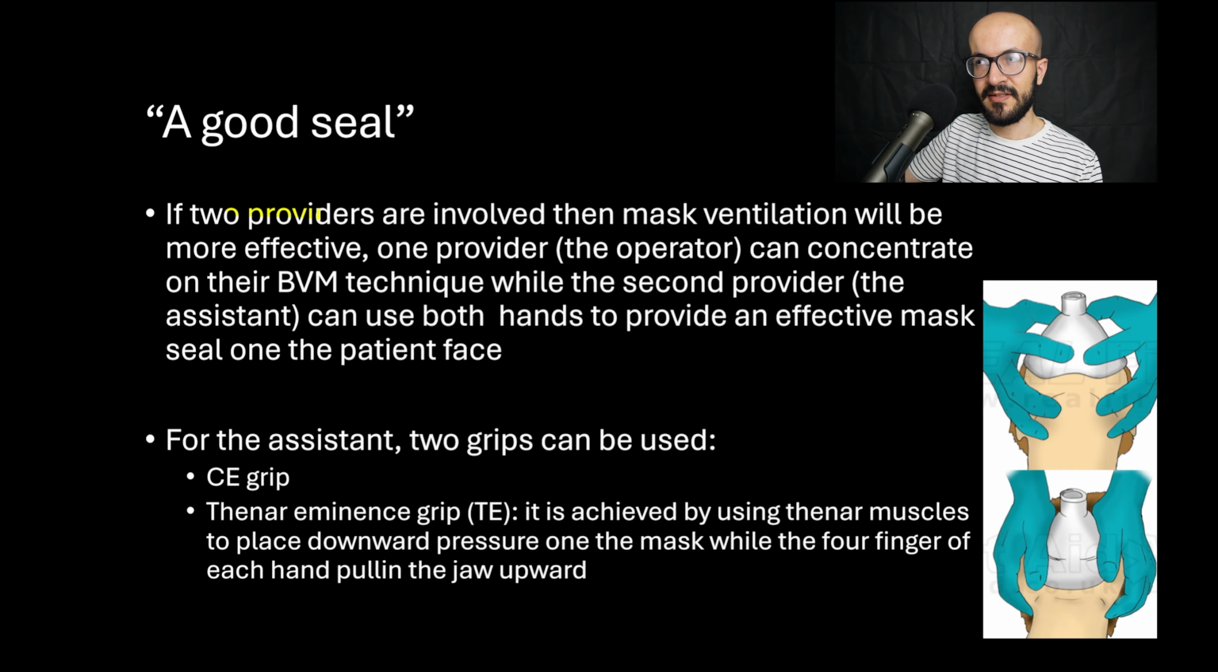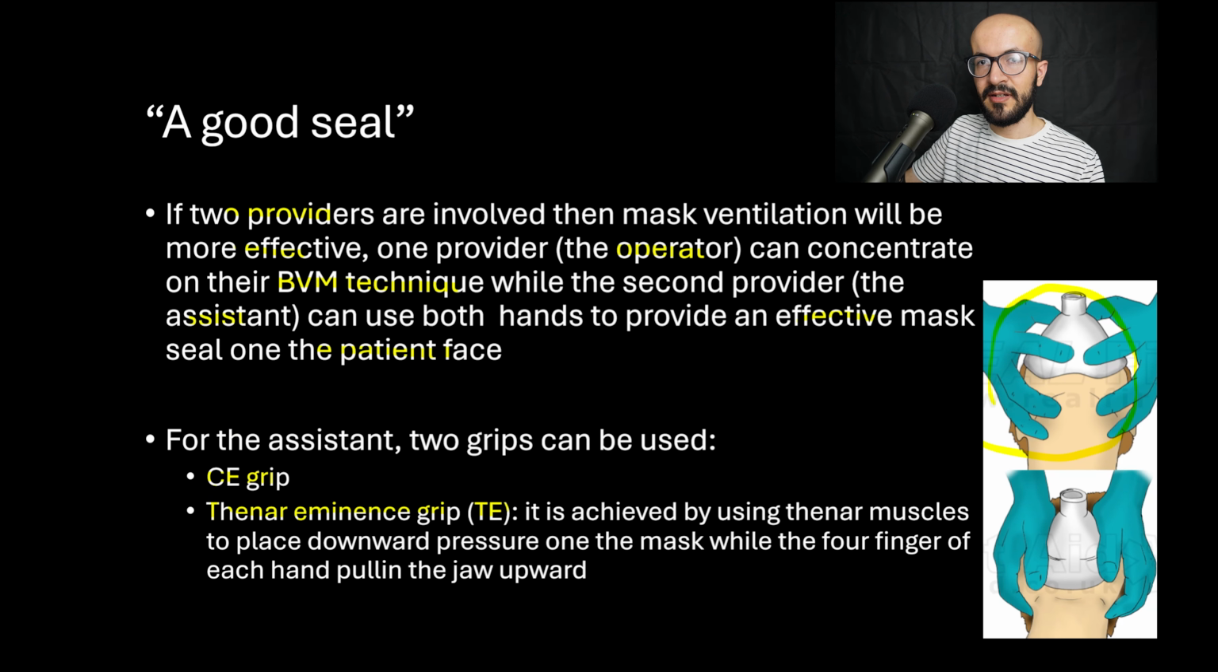Now, if two providers are involved, then the mask ventilation will be more effective. One provider, which is the operator, can concentrate on their bag valve mask technique, while the second provider, which is called the assistant, can use both hands to provide an effective mask seal on the patient face. And if two hands are involved in controlling the mask, then you have two grips that can be used. So you have the CE grip and you have the thenar eminence grip, which is called the TE grip. T is from thenar and E from eminence.